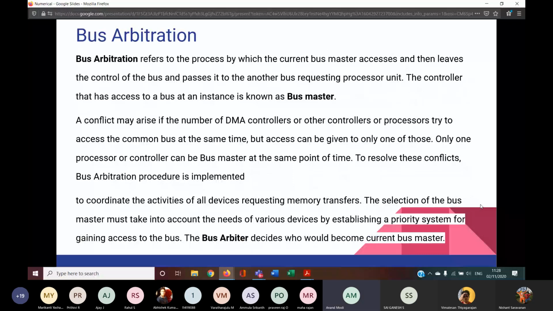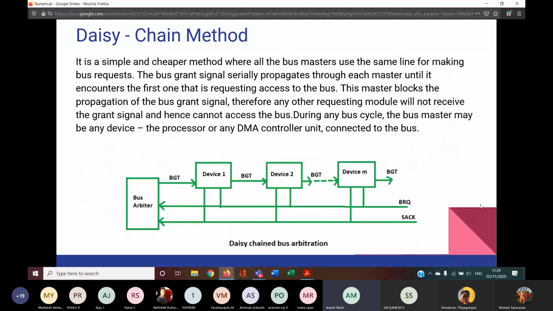Yeah, so bus arbitration refers to the process by which the current bus master, the one that has access to the bus at an instance, controls access to the current bus and then leaves control of the bus and passes it to another bus-requesting processor unit. Conflicts may arise in this, as there can be multiple requests asking for the bus. And this is where different methods have evolved which can be used. And we'll look at one in the next slide. Nishant, next slide.